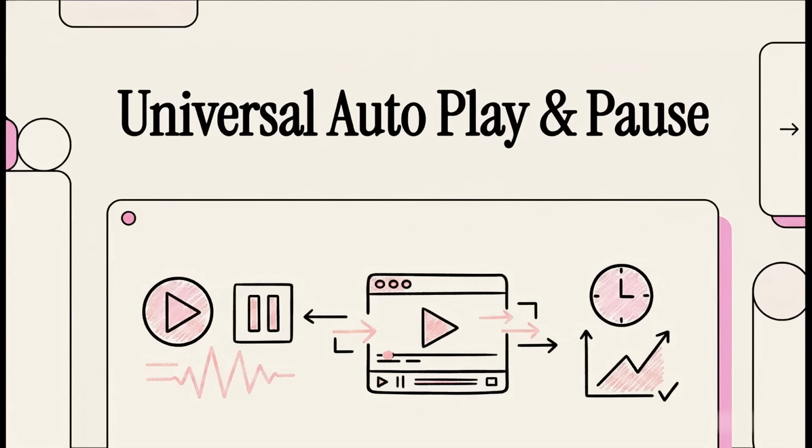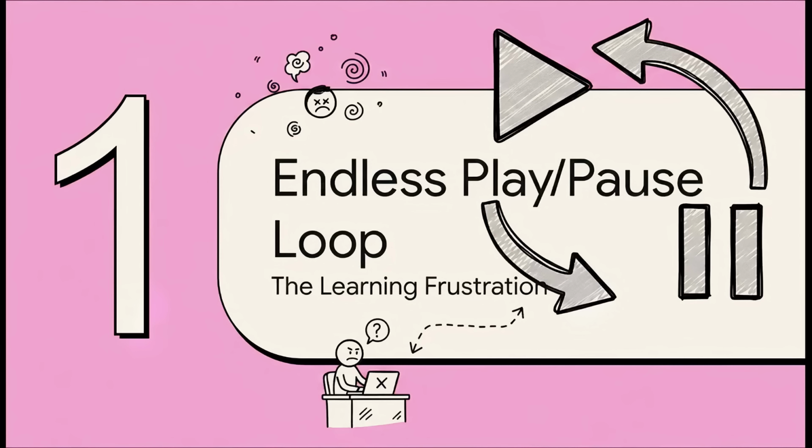All right, today we're going to look at a tool that tackles a problem that honestly quietly kills our focus and productivity. It's called Universal Auto Play and Pause, and it's all about giving you this smooth, automated control over any audio or video you're trying to learn from. But before we jump into how it works, let's talk about the why. Why does this thing even exist?